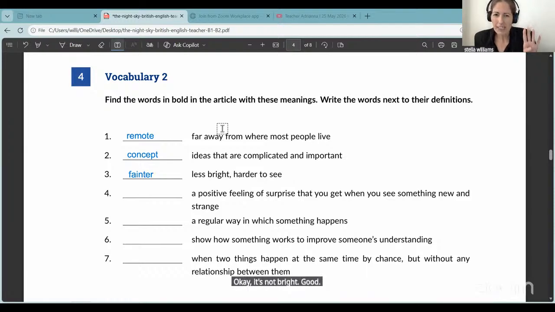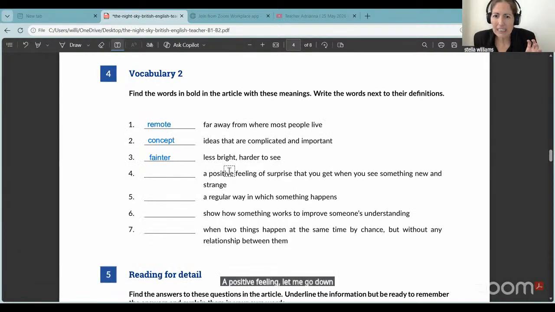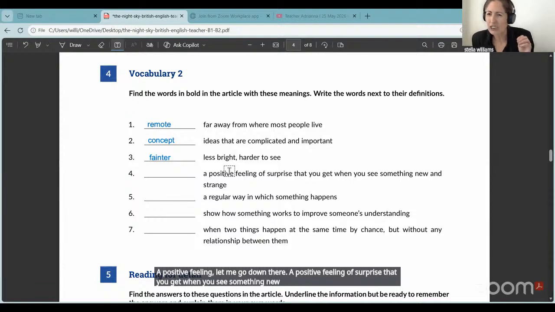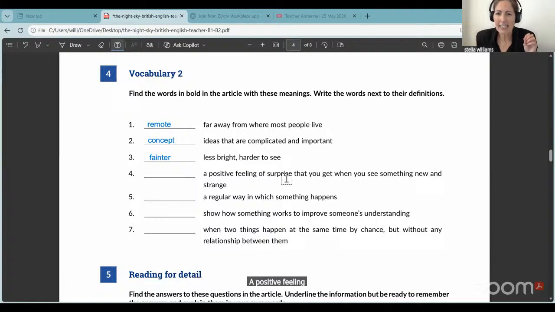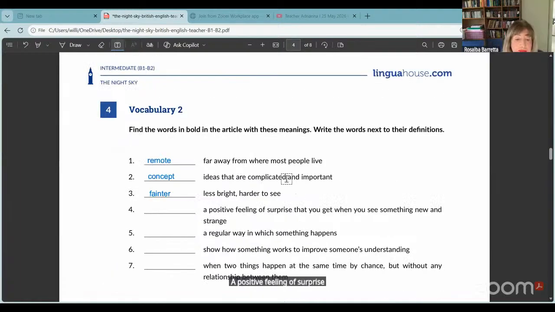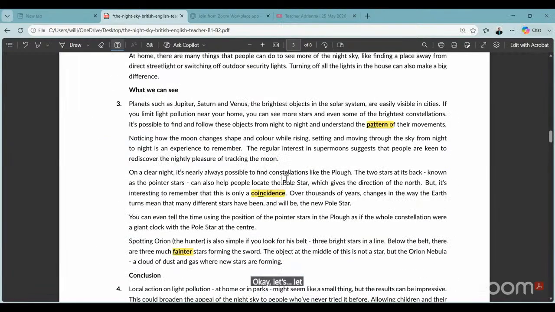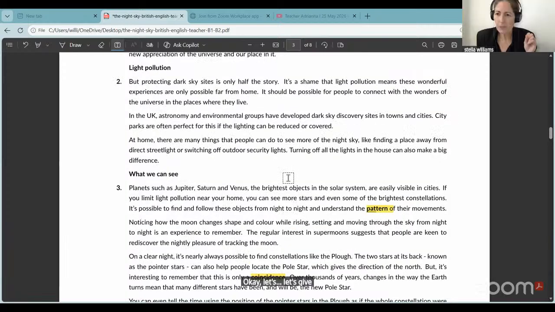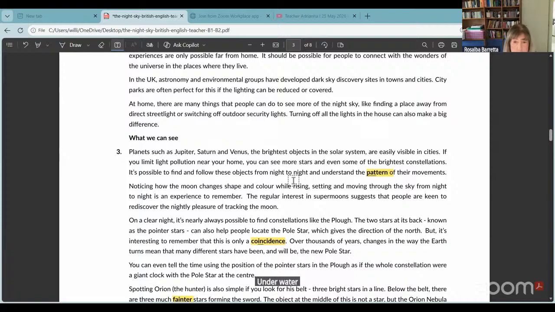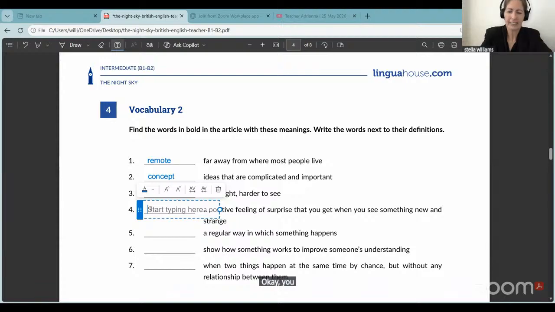Number 4, a positive feeling of surprise that you get when you see something new and strange. William, what do you say? Wonder. Wonder, wonder. Yes, wonder. Very good. Okay, you agree. Well done.